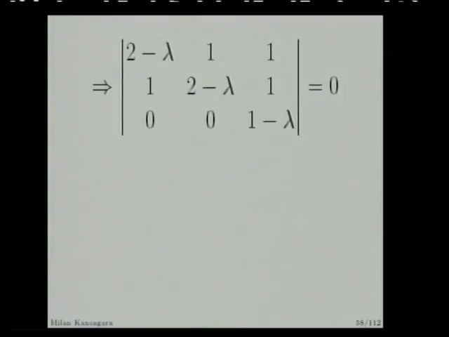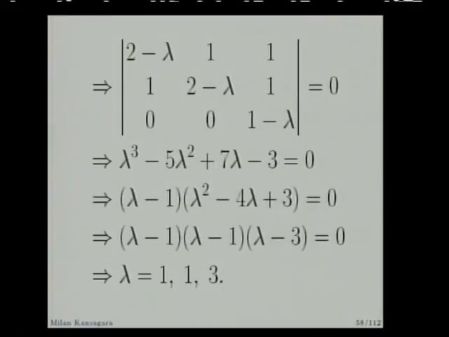Characteristic equation of the matrix will be this. On expanding the determinant, we'll get lambda equal to 1, 1, 3. So here 1 is a repeated eigenvalue. So let us find its corresponding eigenvector.